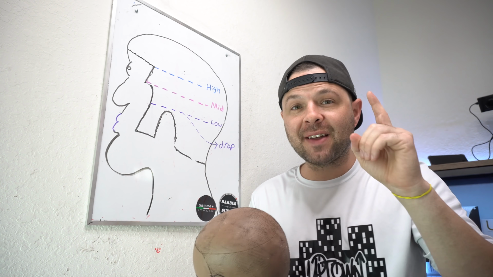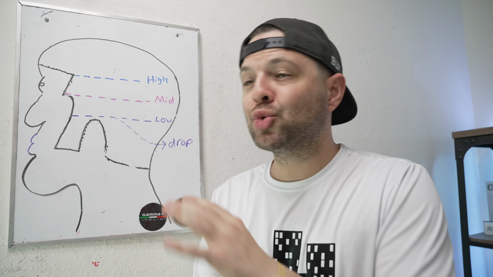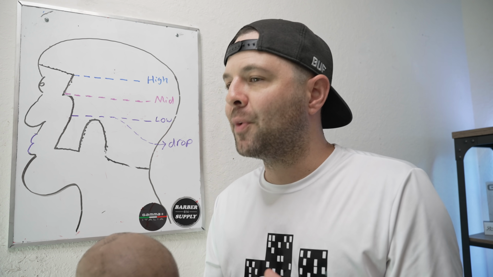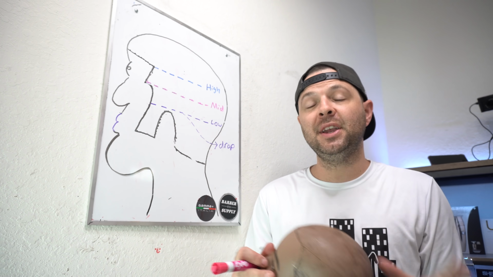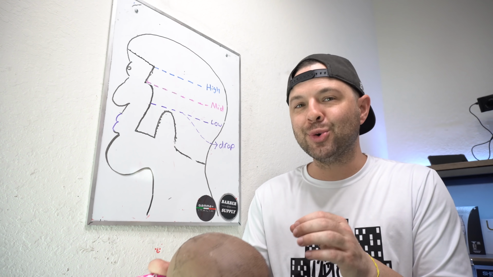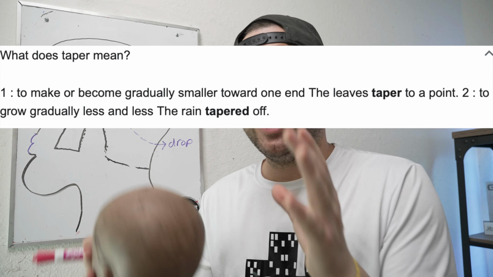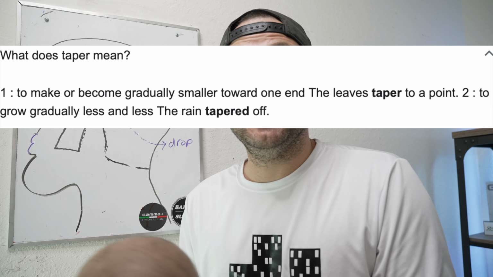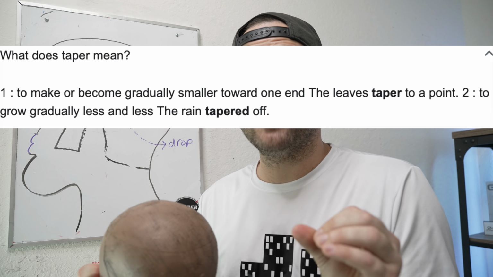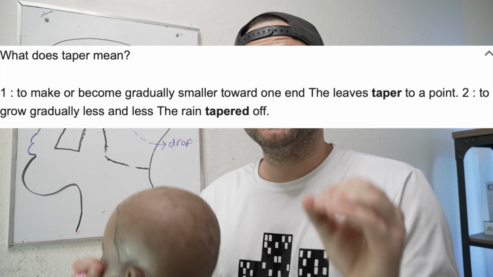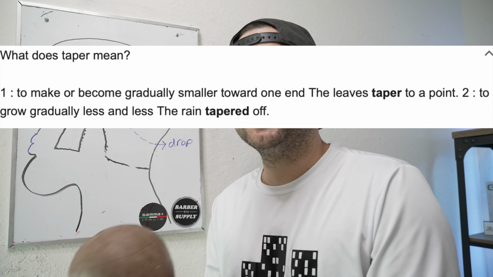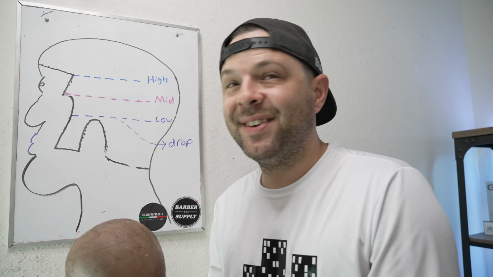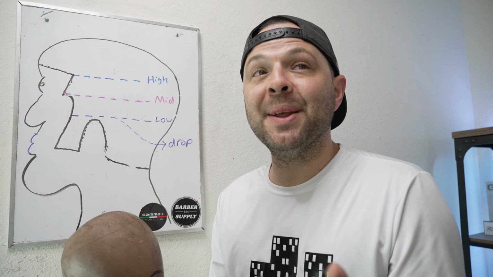All right, last but not least, the taper. This term is thrown around a lot. They say it in a lot of different ways, and I really wouldn't say it's a totally universal term, because the taper can actually mean quite a few things. Let's check it out on Google. Let's see what they say. Okay, according to Google, it means to make or become gradually smaller towards one end, leaves the taper on a point, grows less and less, the rein tapered off. So that's what Google says about it, but that's not helping.